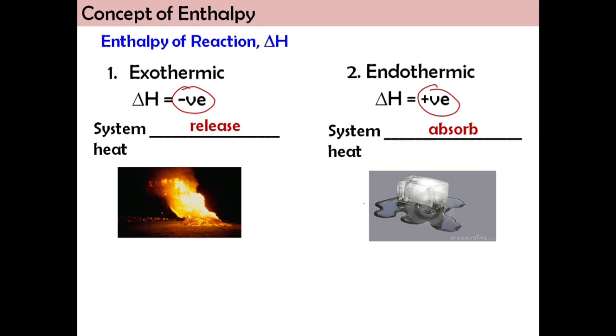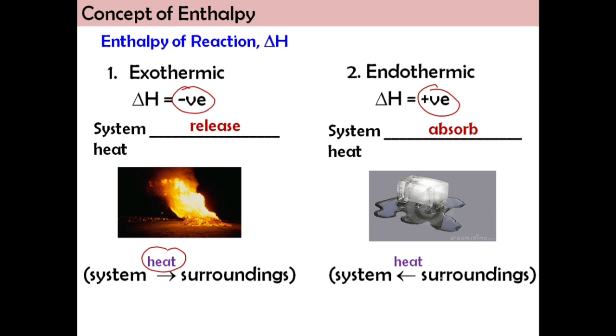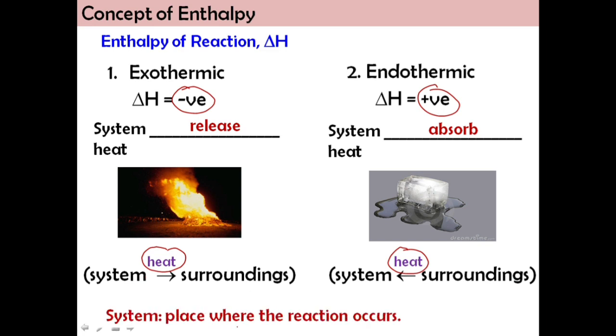So ini contoh. Untuk exothermic, system will release heat to surrounding. Untuk endothermic, surrounding yang akan bagi heat kepada system, means system will absorb the heat from surrounding. So system ni apa? The system is the place where the reaction occurs. Contoh kalau dekat sini ada macam combustion, so the system is this. Yang terbakar ni adalah system. Dekat mana reaction tu berlaku, that's the system. So bila terjadinya this combustion, dia akan release heat. That's why the surrounding is panas, temperature dia increase.